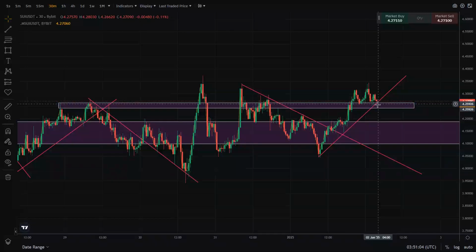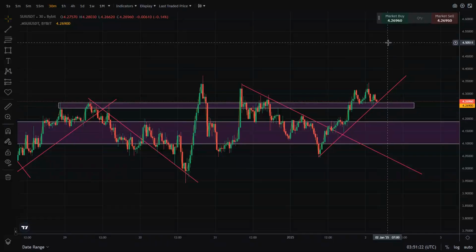So it might break below, touch this, because I told you this is an area of interest. It also serves as a support area. One, two, three. It was a recent support and resistance. So the price might come, get to around this level, even break this level, then go back up. So monitor your trade.